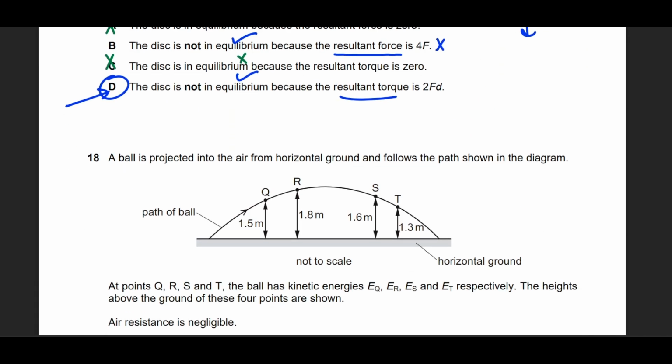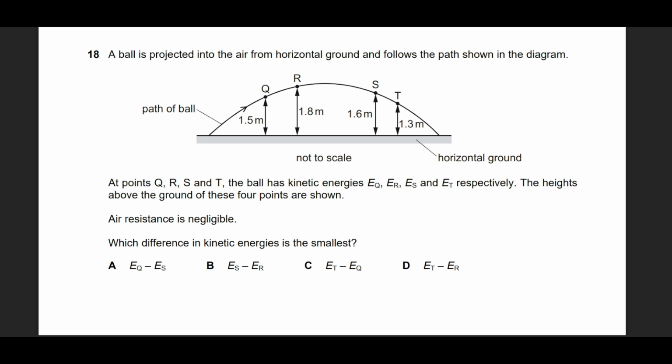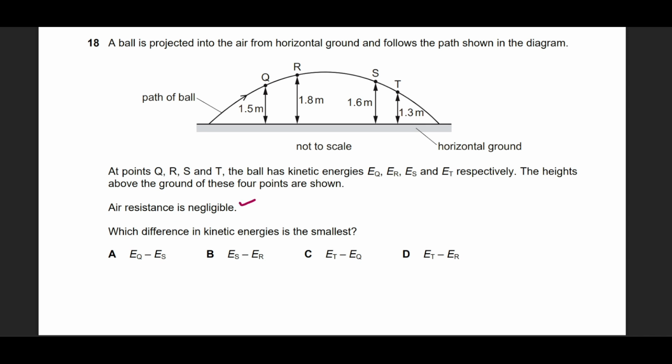All right. Okay. Question number 18 is from projectile motion, and a very, very straightforward and easy question. He says the respective kinetic energies are given at these locations. The heights above the ground at 4 points are shown. Air resistance negligible. Good. Thank you. Which difference in kinetic energy is the smallest?